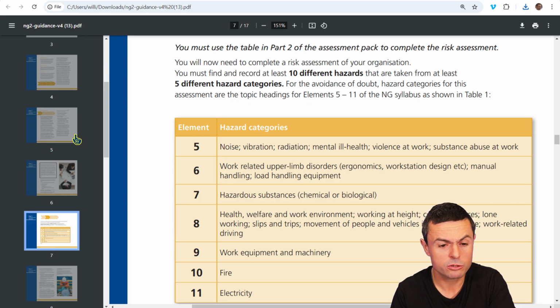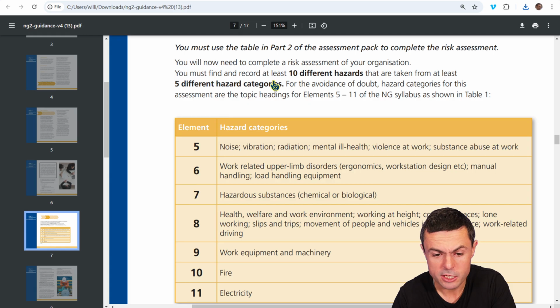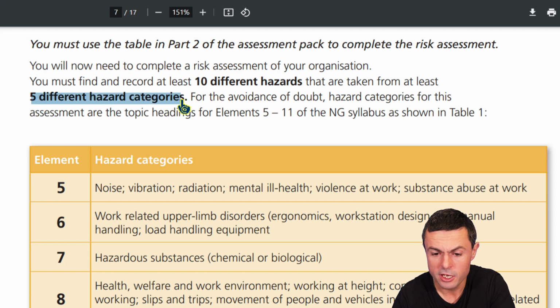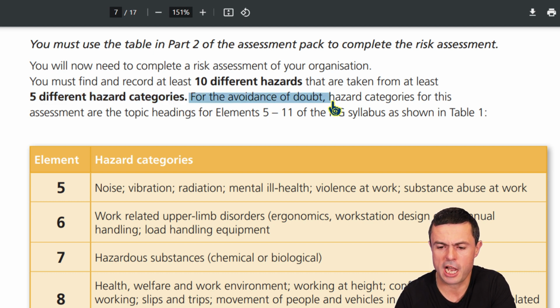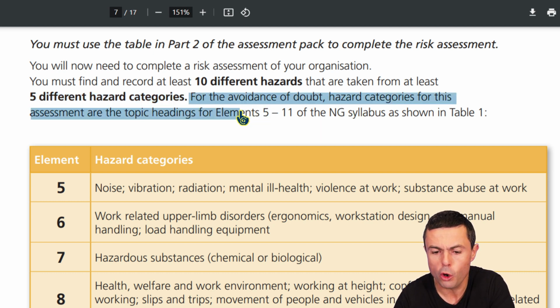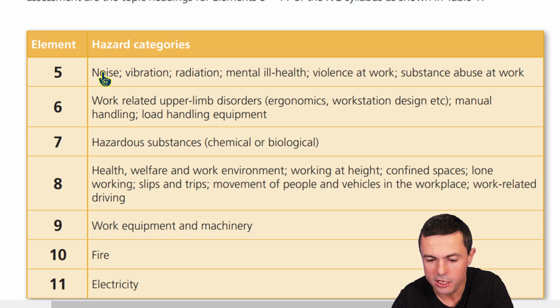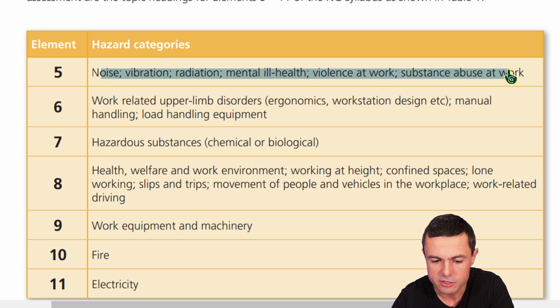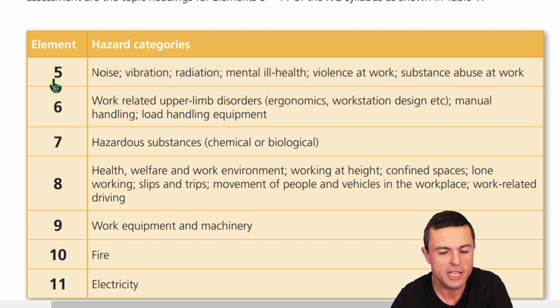So here is the NEBOSH guidance on NG2, and it's the same guidance for IG2 as well. And it says you need to have 5 different hazard categories, that's fine. For the avoidance of doubt, hazard categories for this assessment are the topic headings for elements 5 to 11 of the NG syllabus as shown in table 1. Right, so these here are hazard categories, these things.